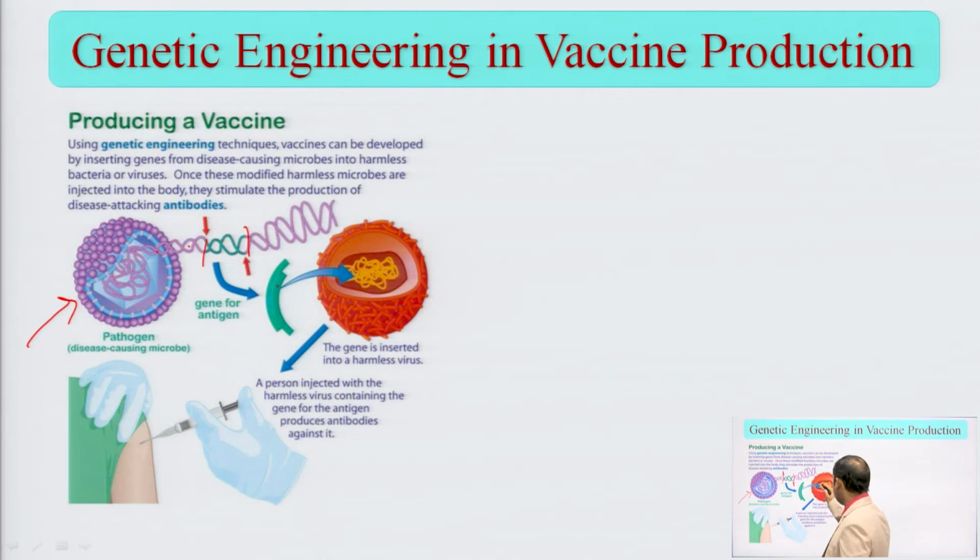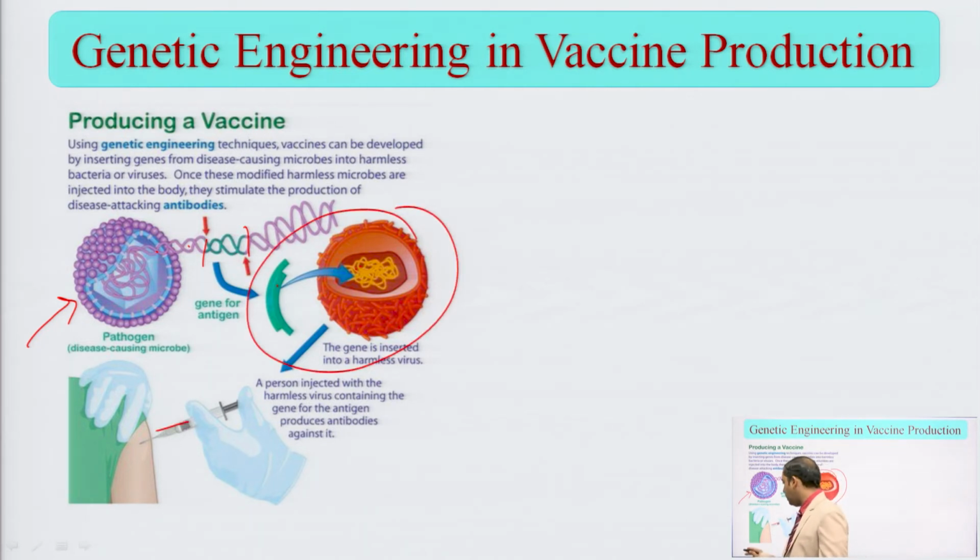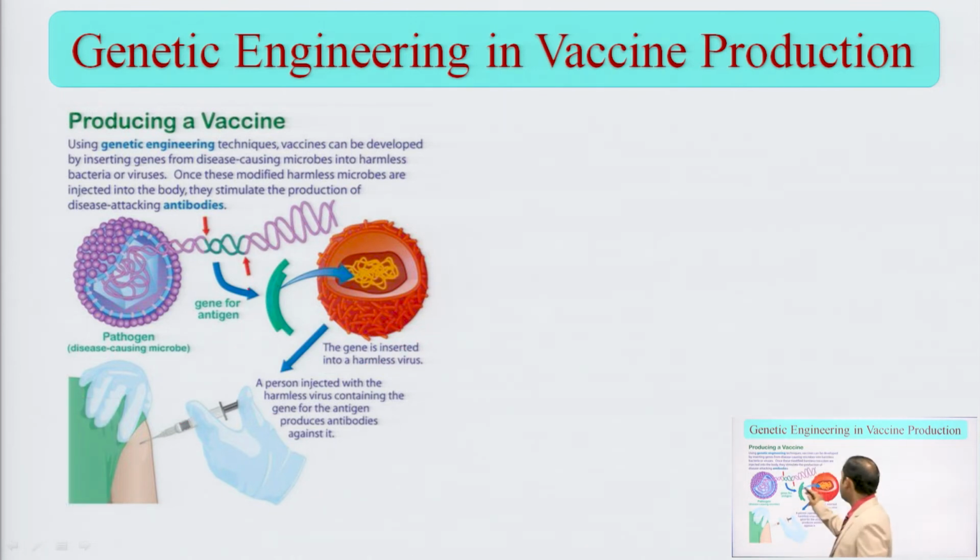Here is the harmless virus, and if you inject the entire thing into a person's body, what will happen? Obviously, this part, when it enters, will be translated and create a protein which will be similar to the epitope of the virus. So ultimately, when the actual virus enters the body, your body will fight it, because your immunity will have been developed.